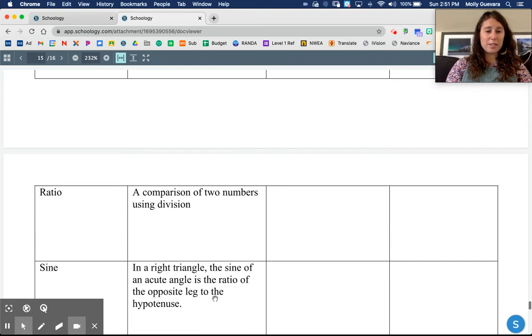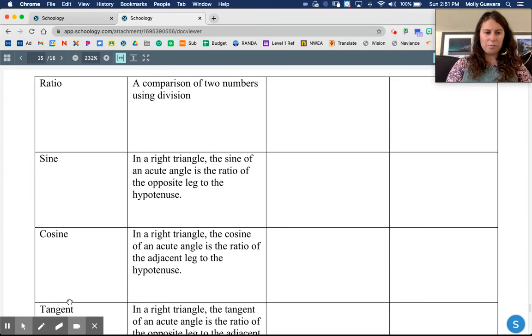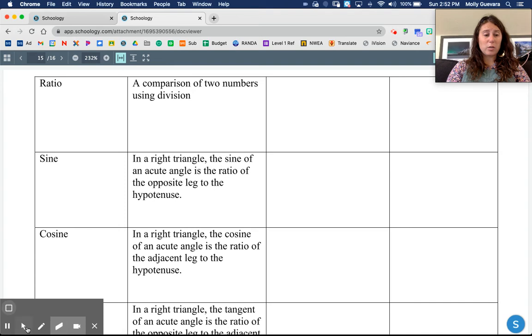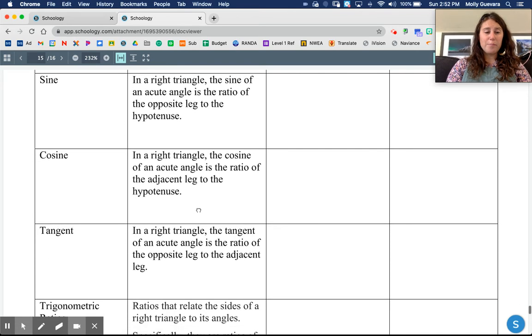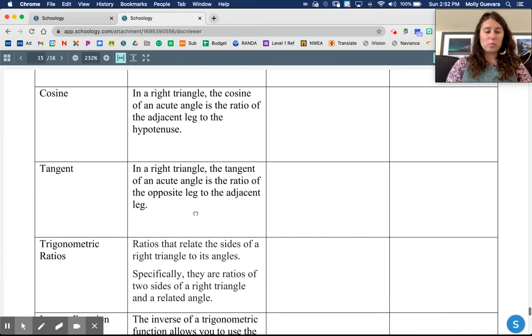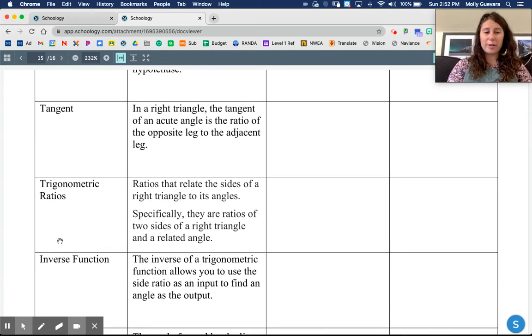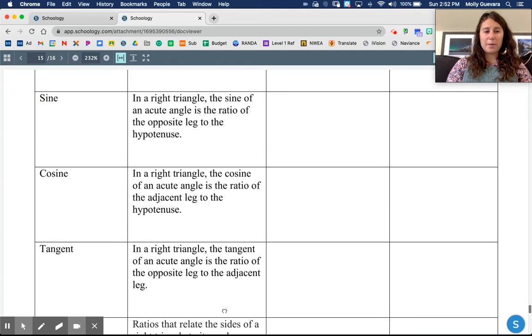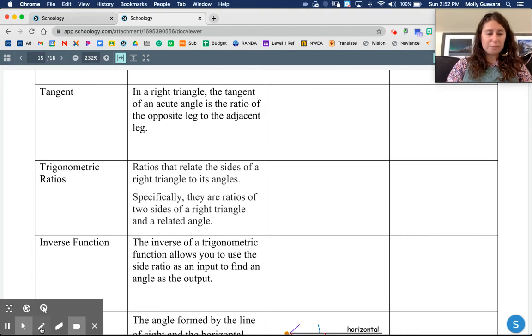But our new stuff today, I guess we have ratio too. Ratio there is just a comparison of two numbers using division. So it's just a fraction, right? Like 2 to 5 is a ratio. So when we're talking about these new terms, we're going to go down and talk about trigonometric ratios first, and then we'll go back and talk about sine, cosine, and tangent. So trig ratios.